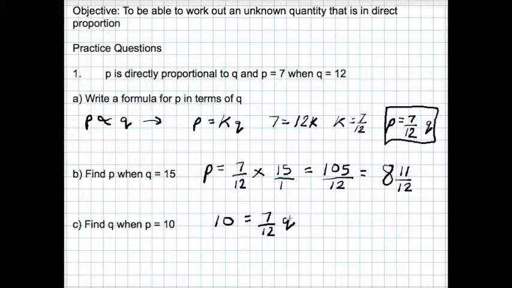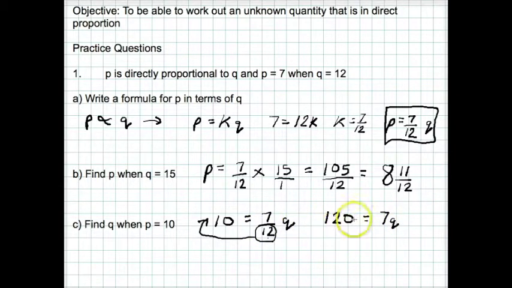Okay. So what I can do now is this time I need to get rid of this 12 here, and move this over to the other side. So if I move the 12 up to there, because I'm dividing by 12 on this side, I'm going to times by 12 to get rid of it. So I times by 12 on both sides. So 12 times 10 gives me 120. So I've now got 120 equals 7Q.